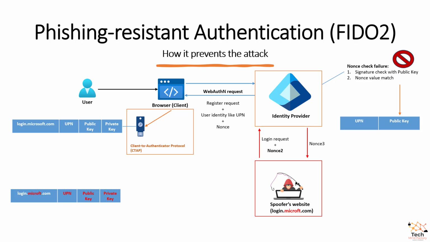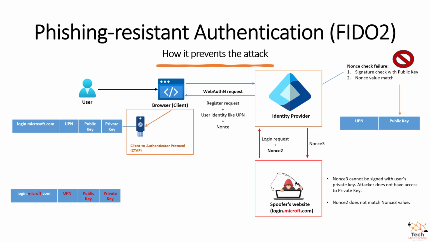So Entra will try to return a new nonce to the spoofer's website, but it will not work. Why? The new nonce cannot be signed with the user's private key. The attacker does not have access to the private key because, as you remember, I mentioned that the private key is stored only on the user device, like the FIDO2 security key, and nonce 2 does not match the new nonce value.